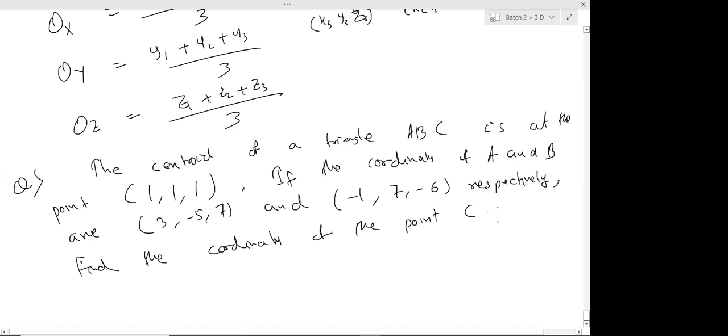All right, very easy question. Try this one. 2-3 minutes maximum calculation.